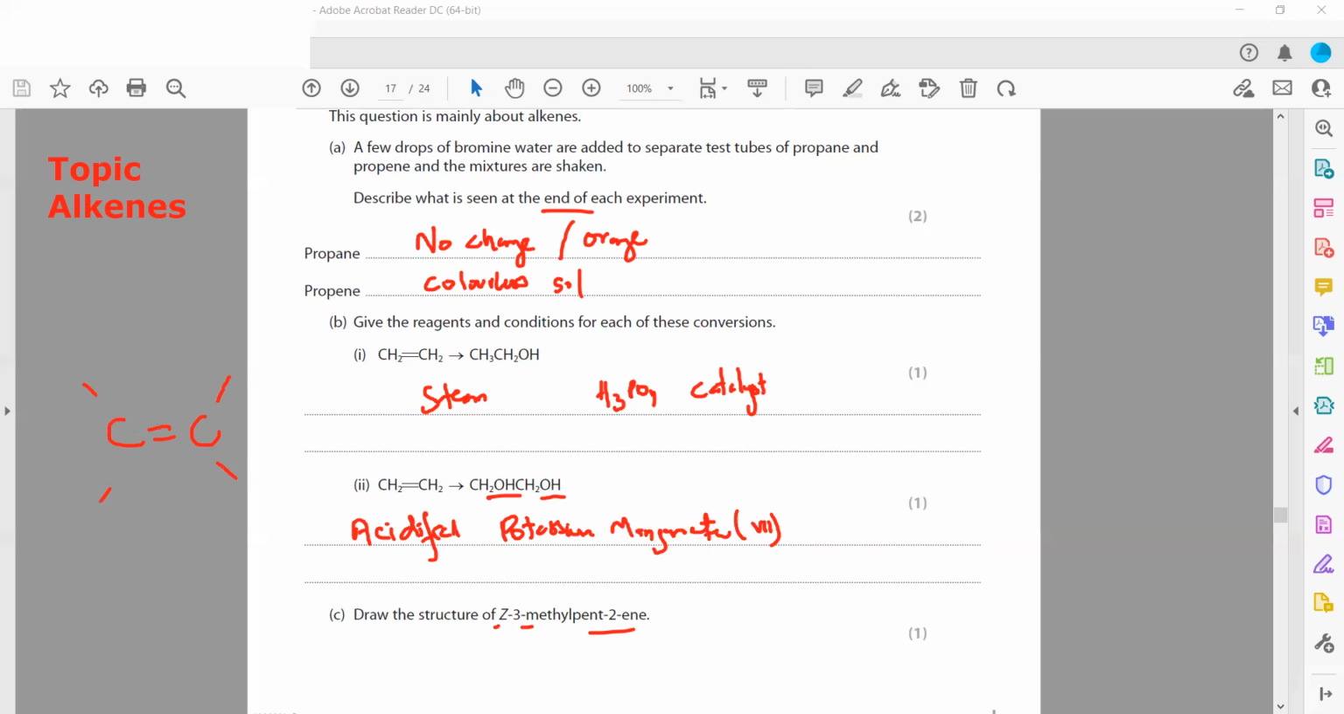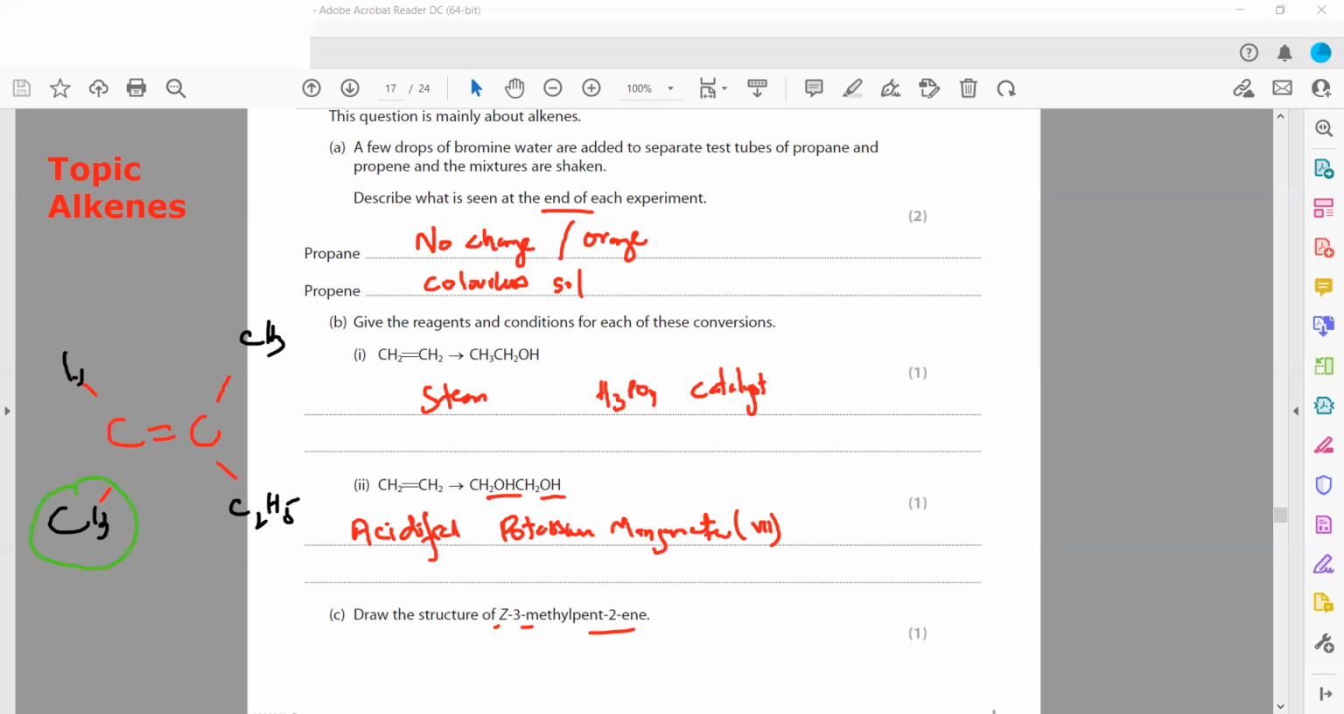But it is Z, so we have to draw the heavy groups on the same side. And it is pent-2-ene, so this carbon should be the second carbon. So here we'll have 1, 2, 3, because second and third carbon, and at the third position we have a methyl group. So this will be the methyl group, and the remaining 1, 2, 3, 4, 5. So C2H5 will be here. And this will be CH3, this will be CH3, and this will be H.